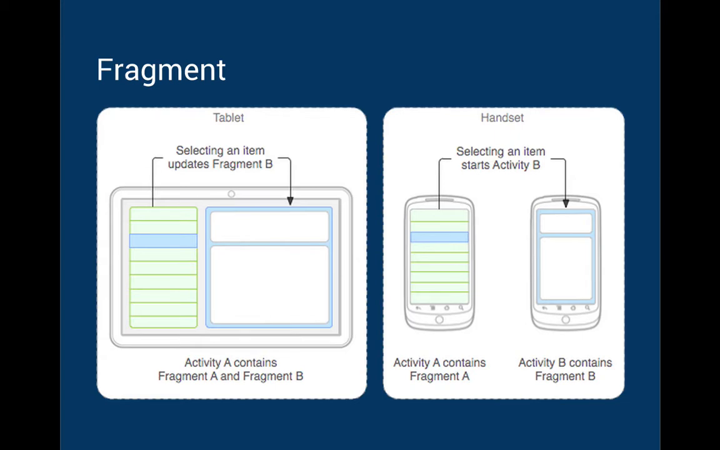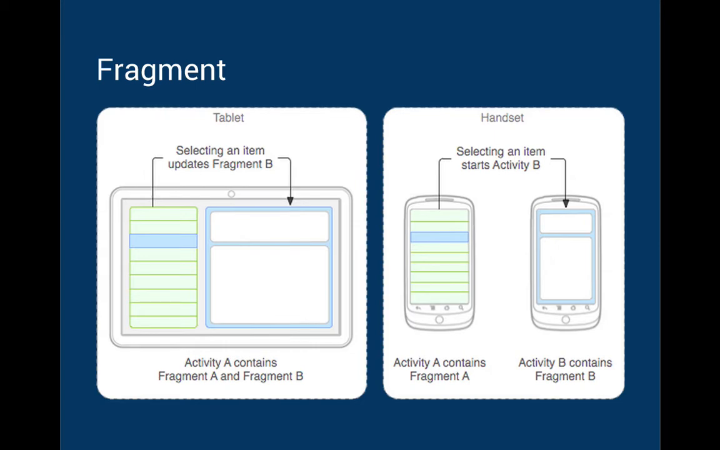Let's look at these pictures that visualize what I'm talking about. The left side is a tablet and the right side is a phone. If you look at the tablet, there are two panels. On the left side, there is a green panel that displays a list of items. You can choose one of them. And on the right, there's another panel that displays the detailed contents of the item you chose on the left.